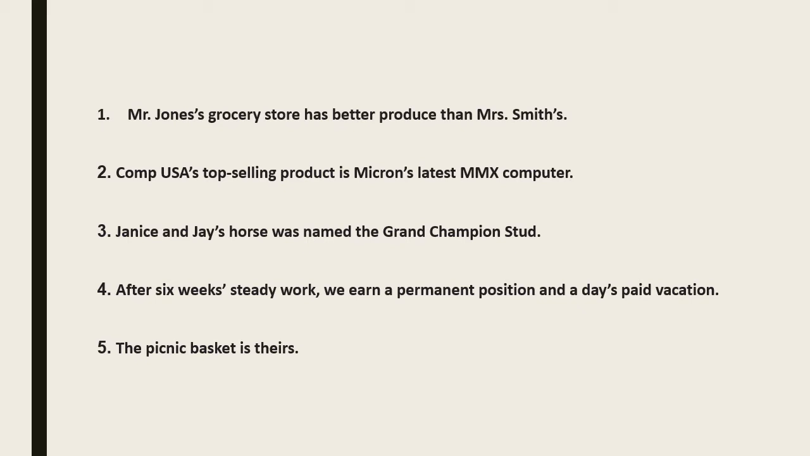After 6 weeks' steady work, we earn a permanent position and a day's paid vacation. Now we have here two phrases talking about a period of time, a day and 6 weeks. Because a day is a singular noun with no S at the end, we use an apostrophe and S to show possession. Whereas in the case of weeks, weeks is already a plural noun, so we only use an apostrophe and not an S again to show its possession.